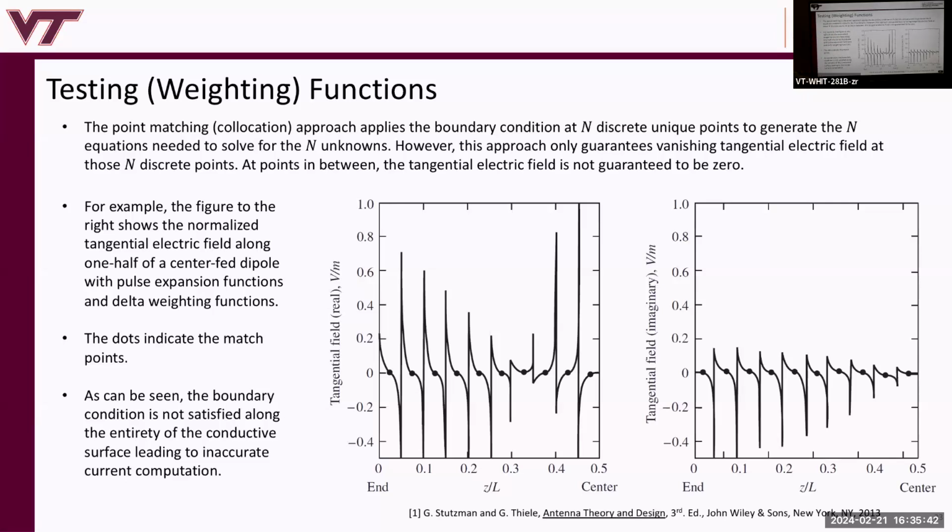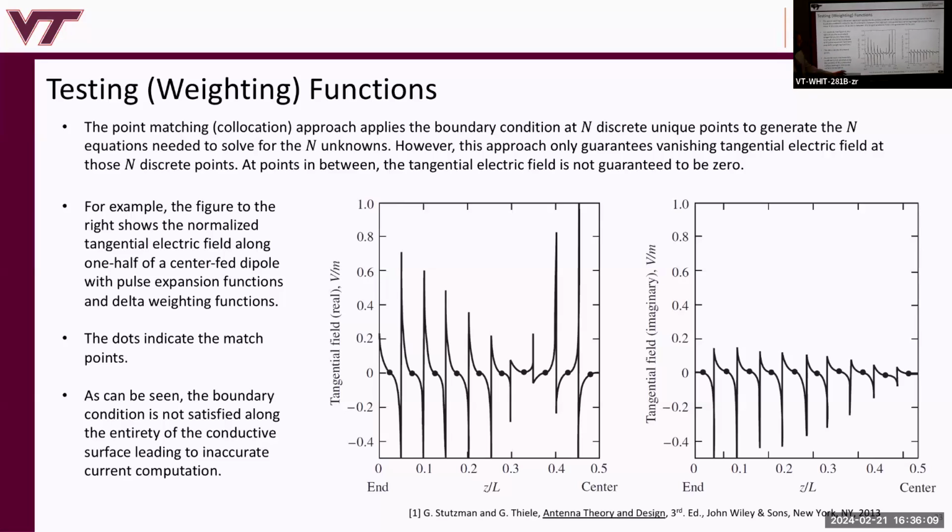At points in between those n discrete points, the boundary condition is not required to be satisfied. So it's not guaranteed to be zero, the tangential electric field. For example, these figures are taken from our emeritus professor of this university, Stutzman. He wrote the antenna book, my favorite one when I was coming up through school. These are from his book.